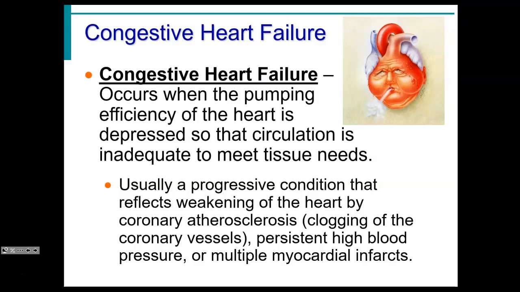Okay, so congestive heart failure is definitely not something that you want to experience, and it's preventable just by healthy lifestyle choices: eating properly, being active, getting enough sleep, reducing your stress, all that good stuff. You guys good with this?